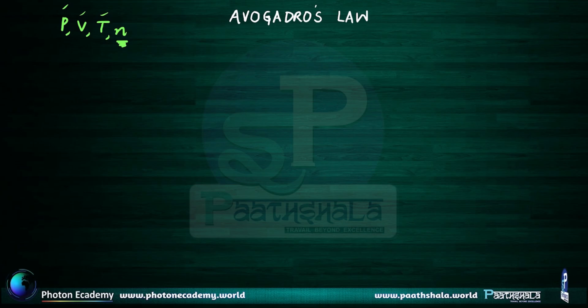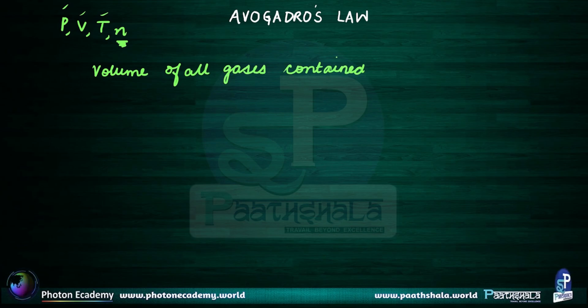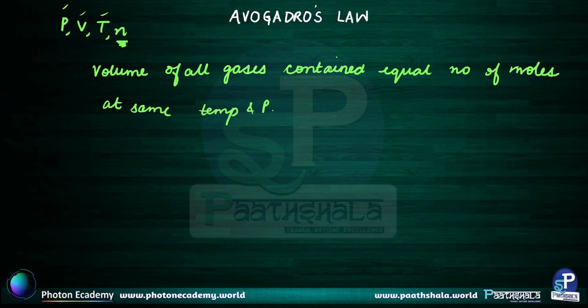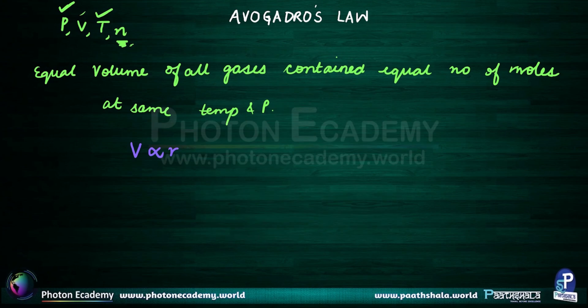So this law states that the volume of all gases contained in equal number of moles at the same temperature and pressure. Okay, so basically what does this mean? That now we have fixed the pressure and the temperature, and now the number of moles is something which is a variable. So the volume is proportional to the number of moles.